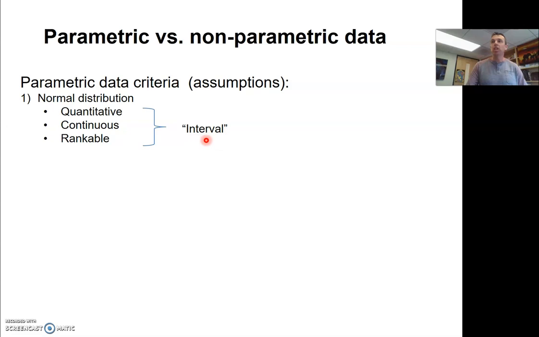And we just spent some time talking about what interval data is. So what that means is, remember, it's quantitative, it's continuous, and it's rankable. So our example before with lengths would be a good example of interval data because it's continuous. We have continuous lengths, it is quantitative, and you can certainly rank longer lengths versus shorter lengths and so forth.